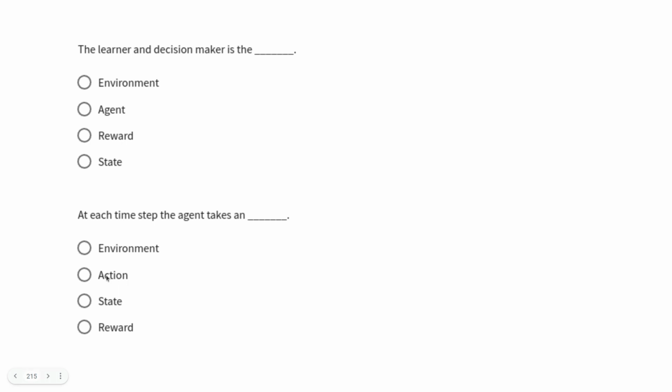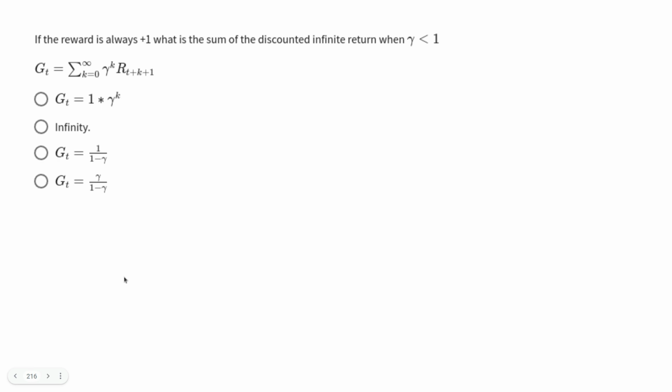It takes an action. Even those who don't know much can still figure out that state and reward are not going to work out, so only two options remain. I don't know how many of you do this kind of thing in MCQs. I usually do when I don't know the answer. So obviously action is going to work. Now, at each time step, the agent takes what? The agent cannot take the environment, it will take an action.